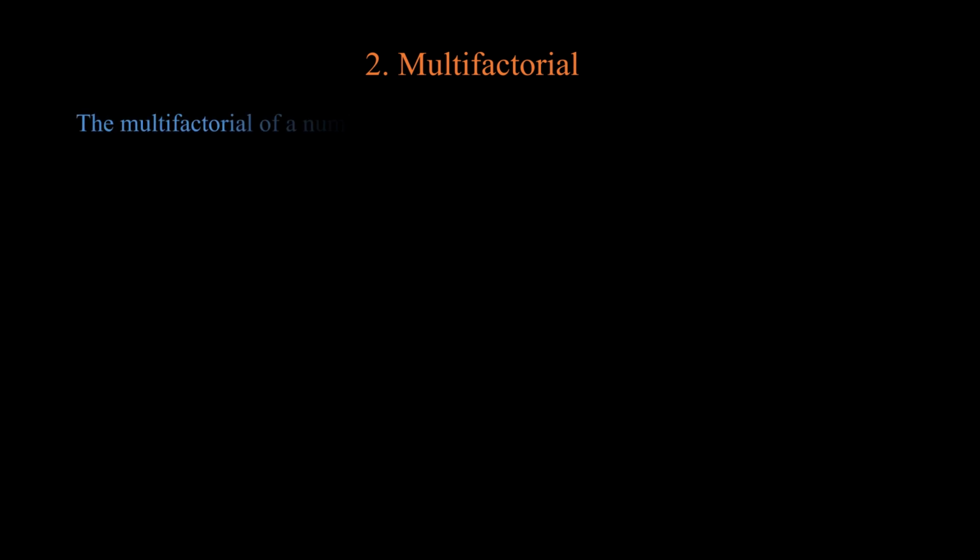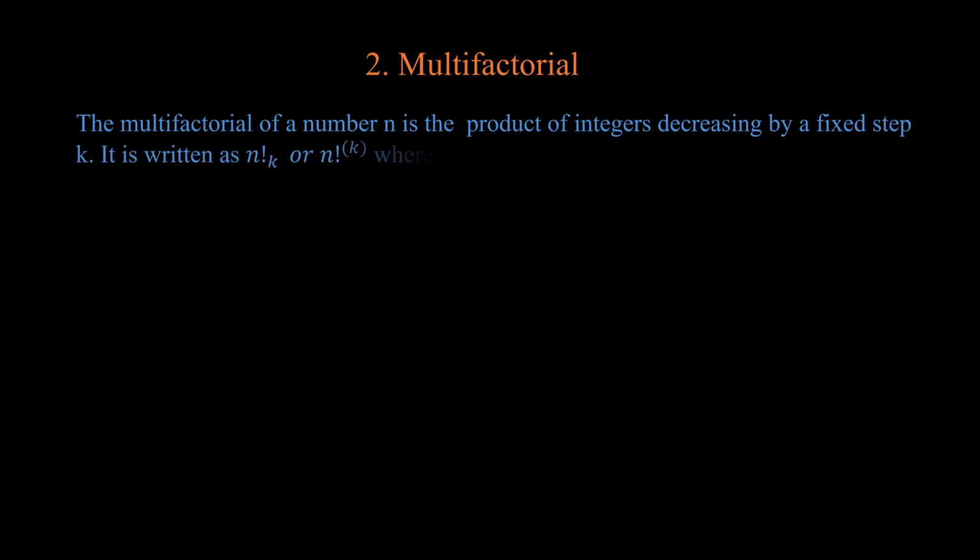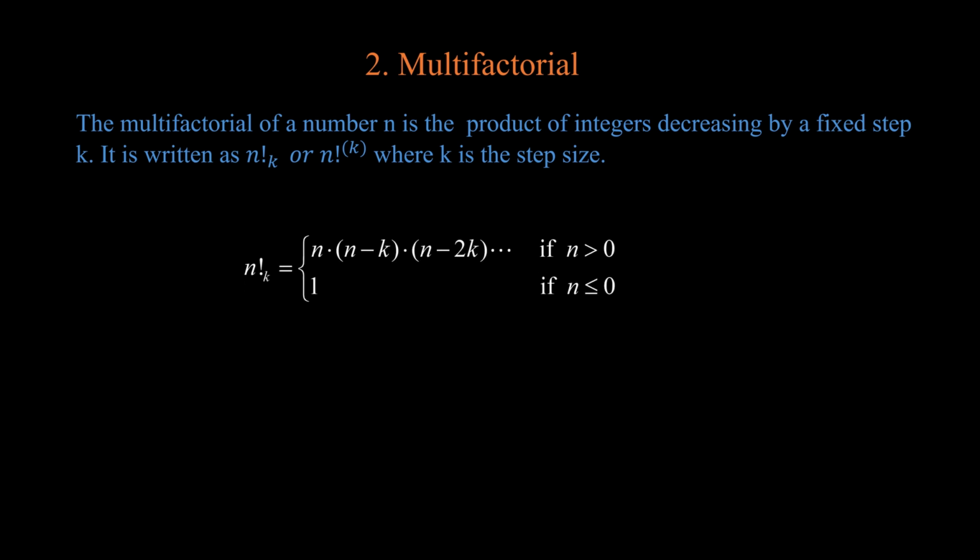The multifactorial of a number n is the product of integers decreasing by a fixed step, k. It is written as k as a subscript or superscript of the exclamation sign. Multifactorial of n can be written as n multiplied by n minus k, multiplied by n minus twice k, and so on, where k is the step size. In case of double factorial, the step size is 2. Similarly, for triple factorial, step size is 3.